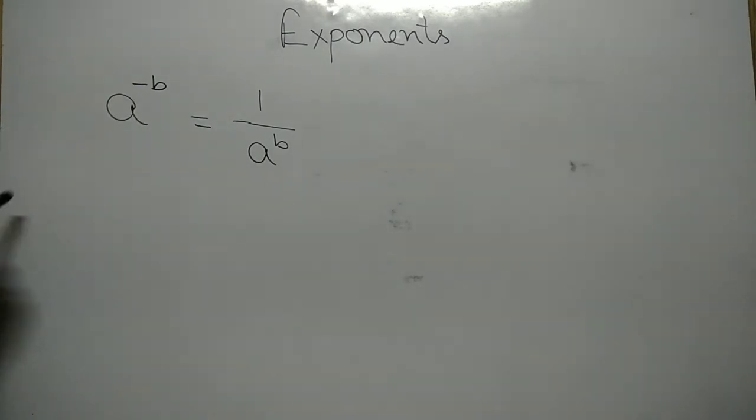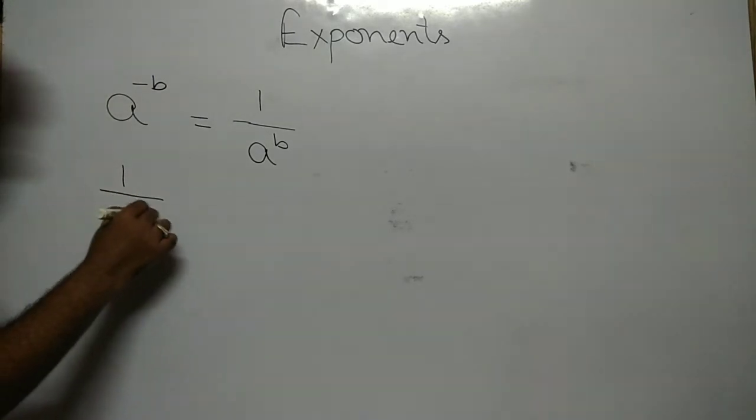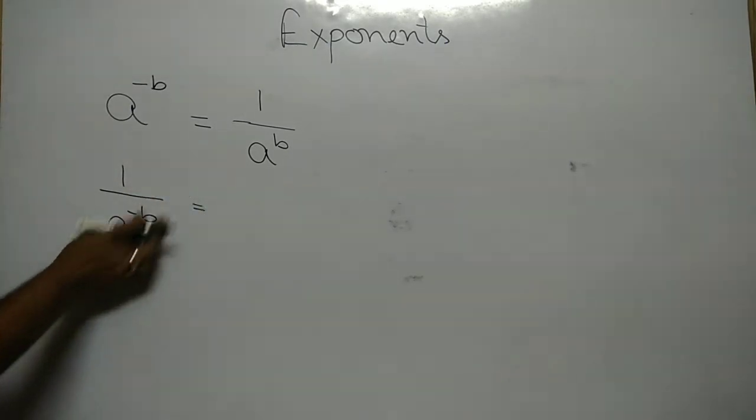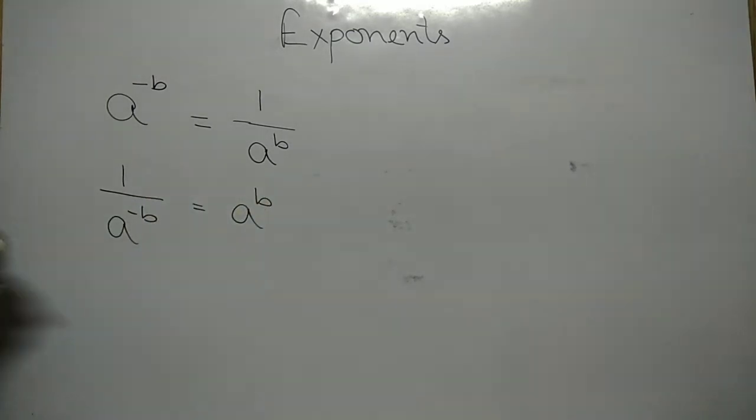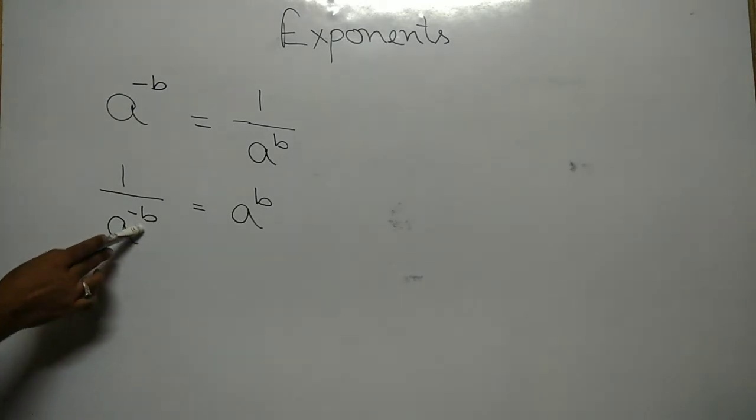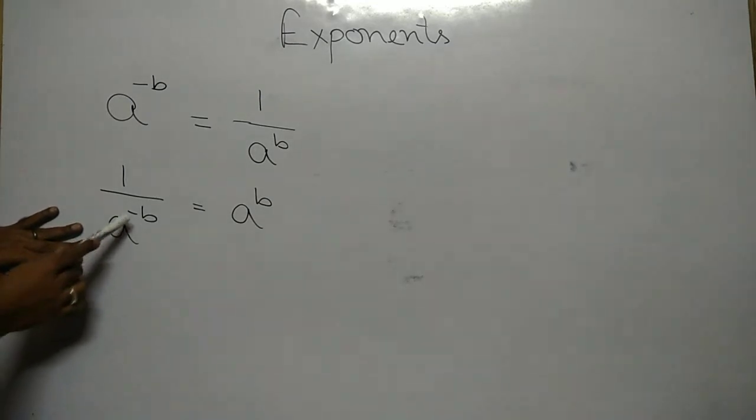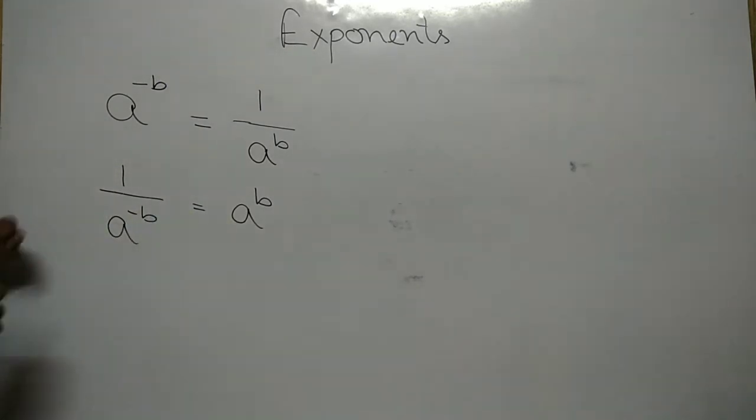Similarly, if we have 1 upon a to the power minus b, then to convert this negative power to a positive power, we reciprocate the complete term and we have a to the power b. Here again you can see the negative exponential term is in the denominator, but when we convert this negative power to a positive power, this denominator term moves to the numerator. So this is the concept of negative exponents. Hope this one is clear to you. Move to the next part.